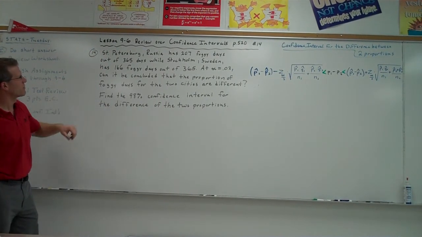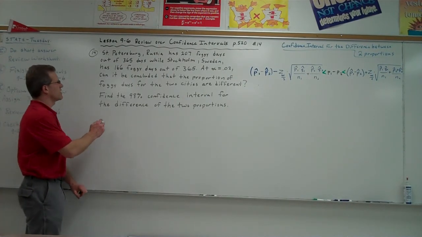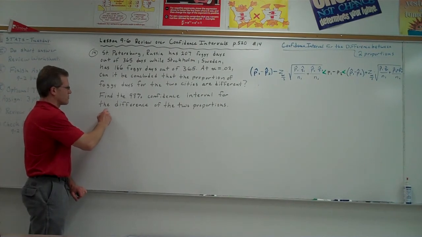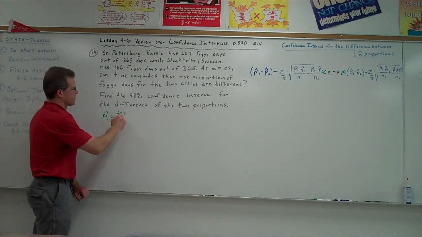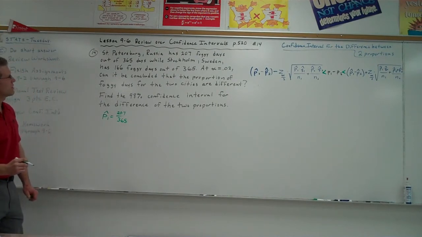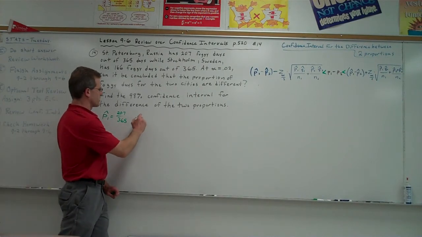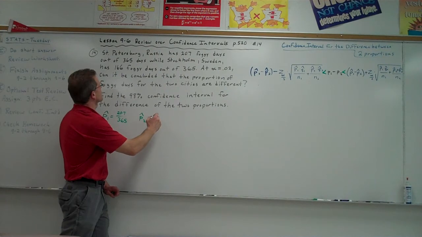St. Petersburg, Russia has 207 foggy days out of 365 days. So let's say that St. Petersburg is our first sample. So our first sample proportion, p hat sub 1, will be 207 out of 365. While Stockholm, Sweden has 166 foggy days out of 365. So Stockholm will be our second sample group. And p hat sub 2, our second sample proportion, is 166 out of 365.